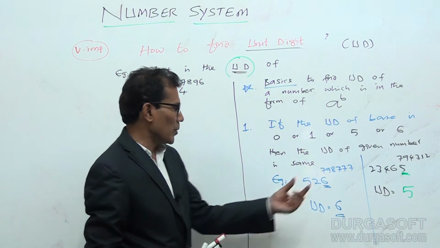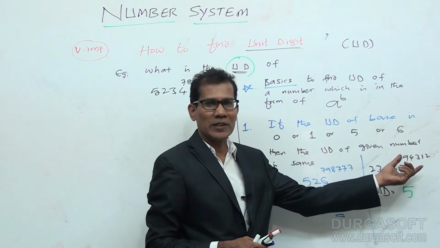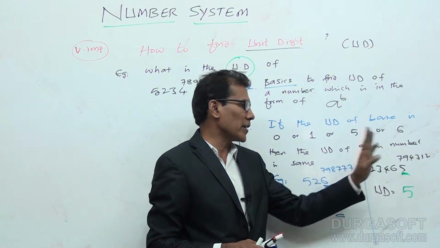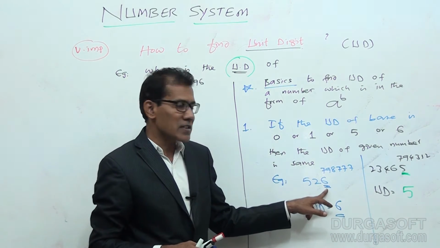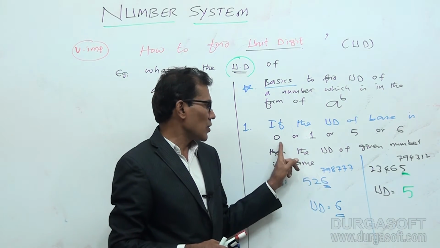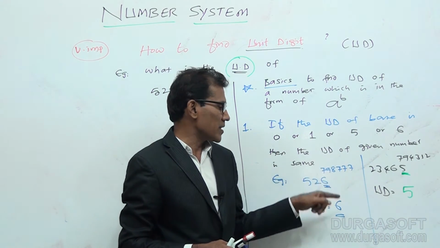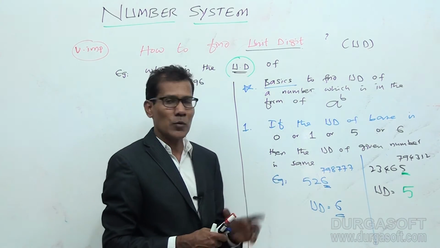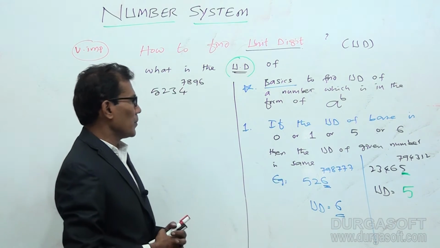We need not worry about the power, whatever the number, however many digits are in the power. Just ignore it. If the unit digit of the base is 0 or 1 or 5 or 6, that number itself is going to be the unit digit for the whole number. This is the basic one.